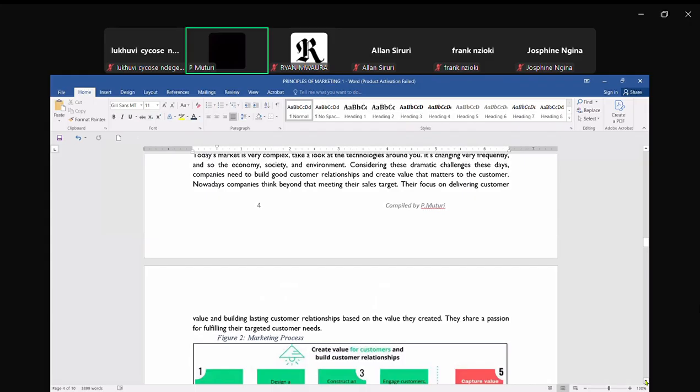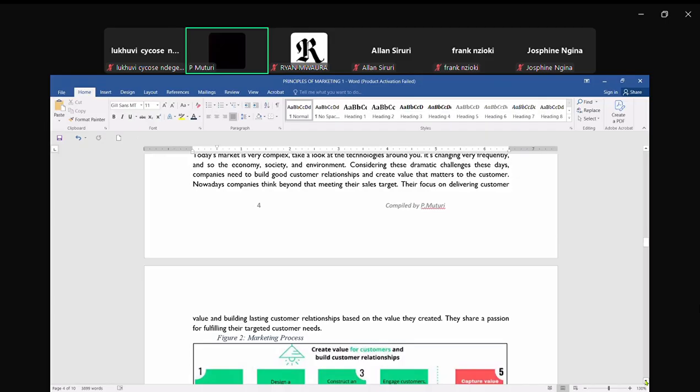They must think beyond the sales target, or generating income. Because the reason you want to make sales is so that you can generate income as a business. And that's the backbone of a business. You can't have a business that is not generating sales. You cannot have a business that is not bringing income. And yet that income comes from the products that you're selling to the market. So the focus of successful companies should be on delivering customer value.